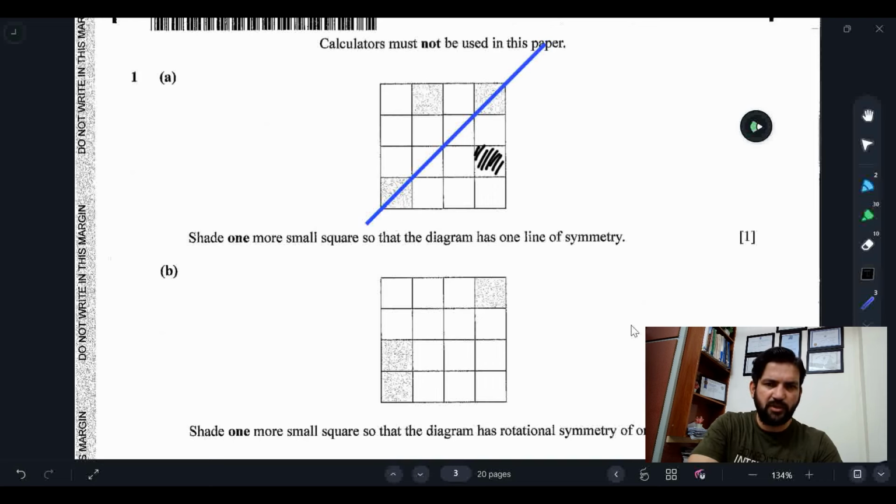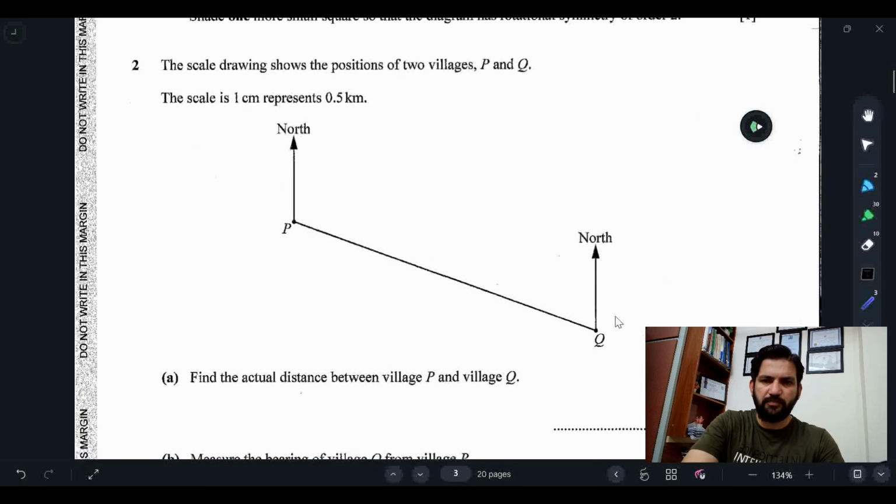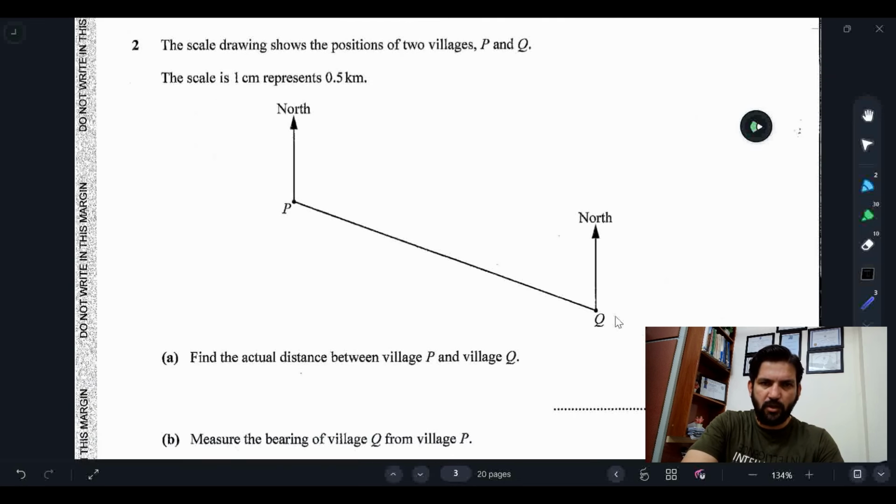Let's move to the second one. Shade one more small square so that the diagram has rotational symmetry of order 2. Rotational symmetry of order 2 means that, this will be the diagram. If we shade this square, then the order of symmetry will be 2. Now let's move to the next one.